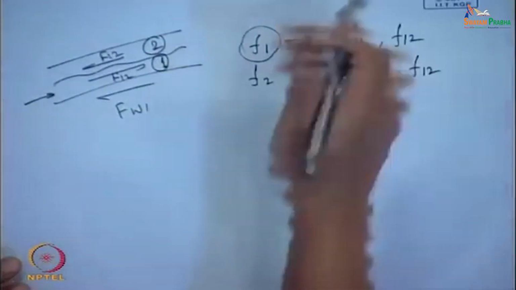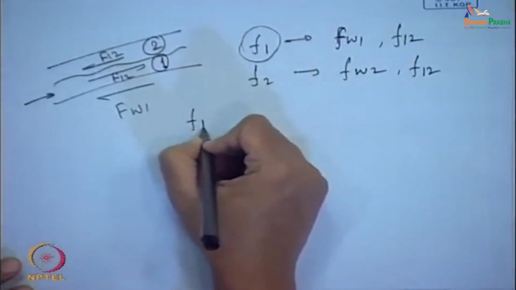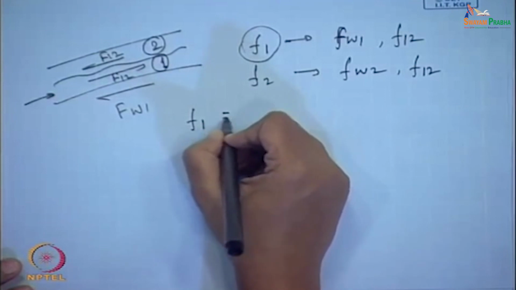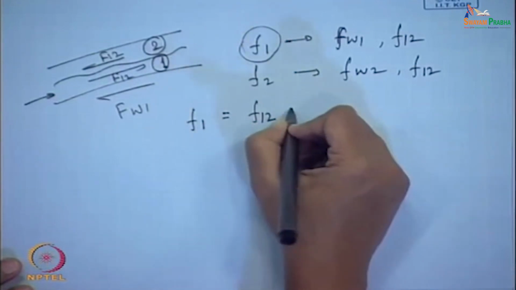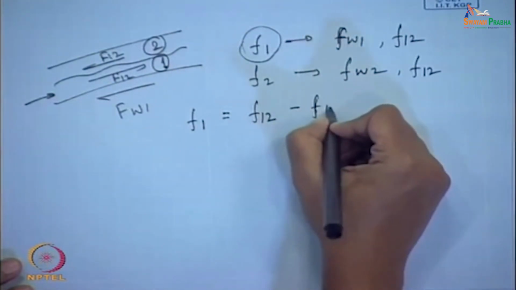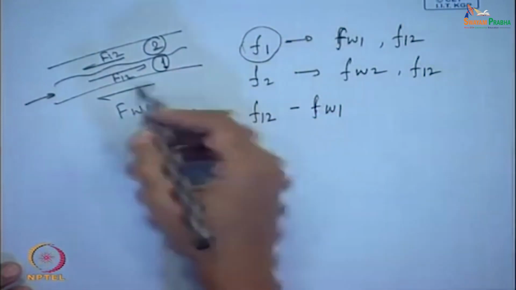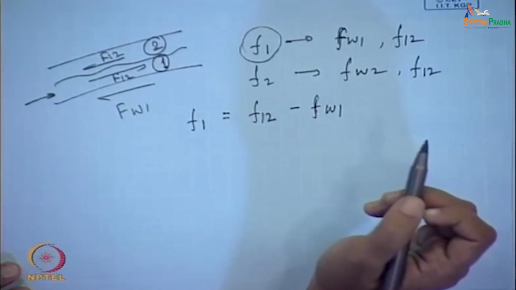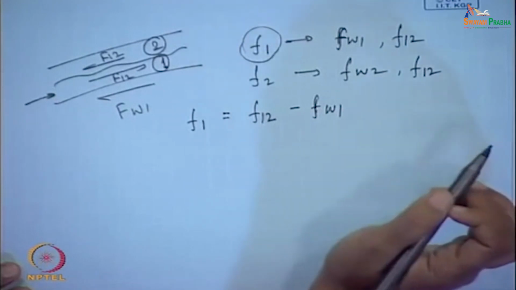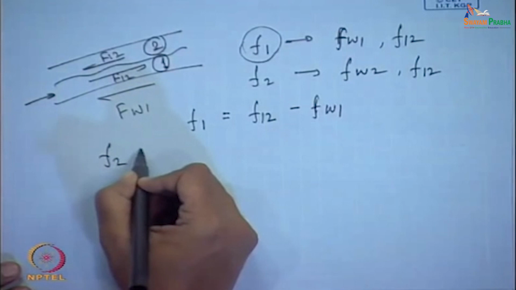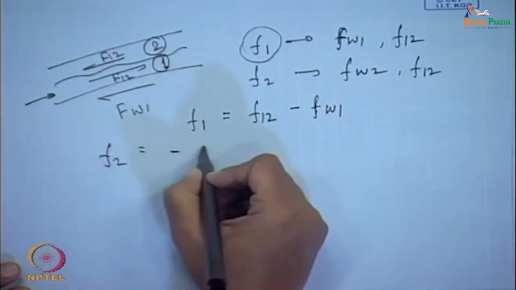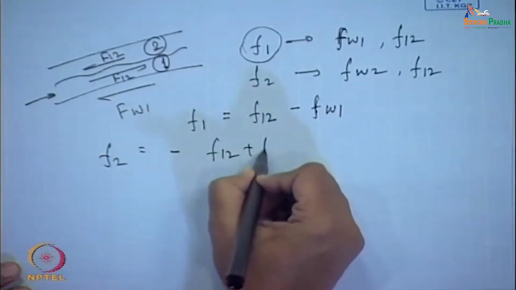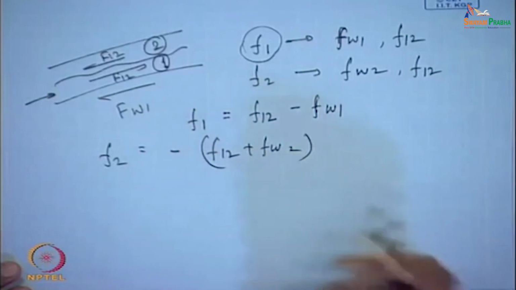F1 comprises, for the simplest case, F12 minus Fw1, because we take the direction of flow as the positive direction. Any doubts anywhere, you get it clarified. What was F2 equal to? This is minus F12 plus Fw2, yes or no?